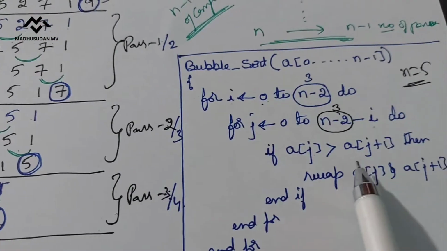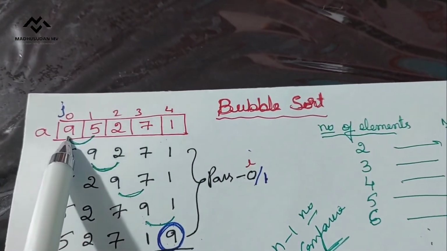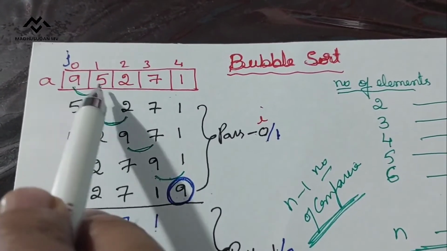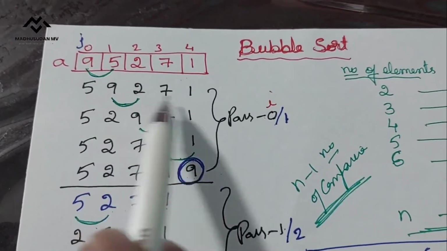So that is a of j greater than a of j plus 1, a of 1. So that means I am comparing a of 0 with a of 1. I am comparing these two. 9 is greater than 5, true. Control comes inside and swaps. We swapped 5 and 9, the remaining elements stay as they are.